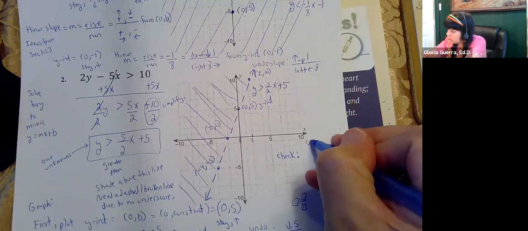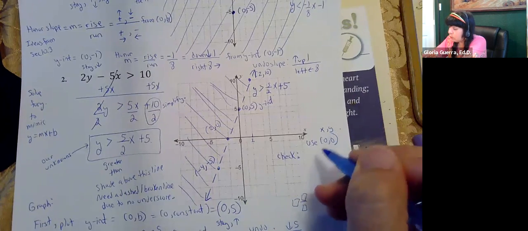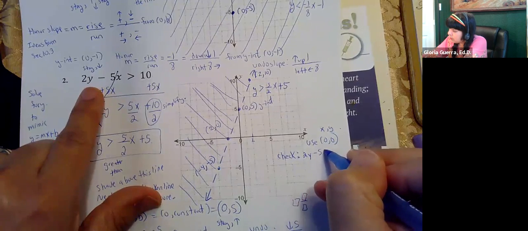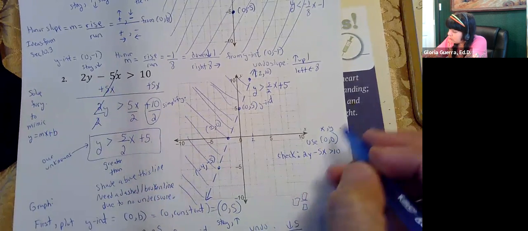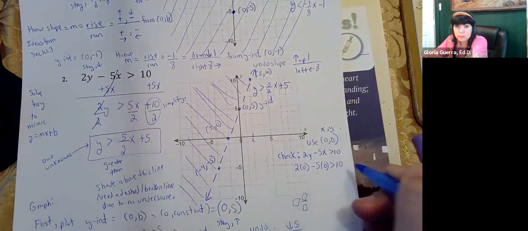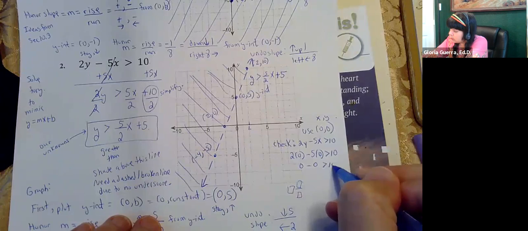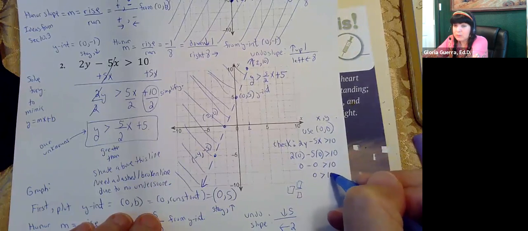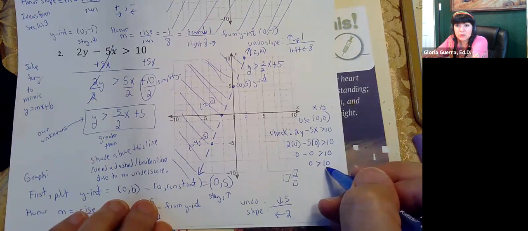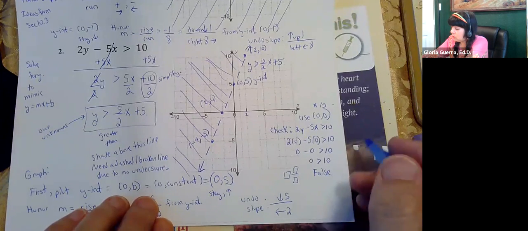So if you want to do that, we can. We're going to check. We're going to use 0, 0 to make the math easier. So x, y, and we're going to use the original inequality. 2y minus 5x is greater than 10. And everywhere I have a y, I'm going to plug in 0. And everywhere I have an x, I'm going to plug in 0. And anything times 0 is 0. And 0 minus 0 is 0. So see, it makes the math easier. And is this true or false? Is 0 a number that's bigger than 10? That's false. 0 is not greater than 10.